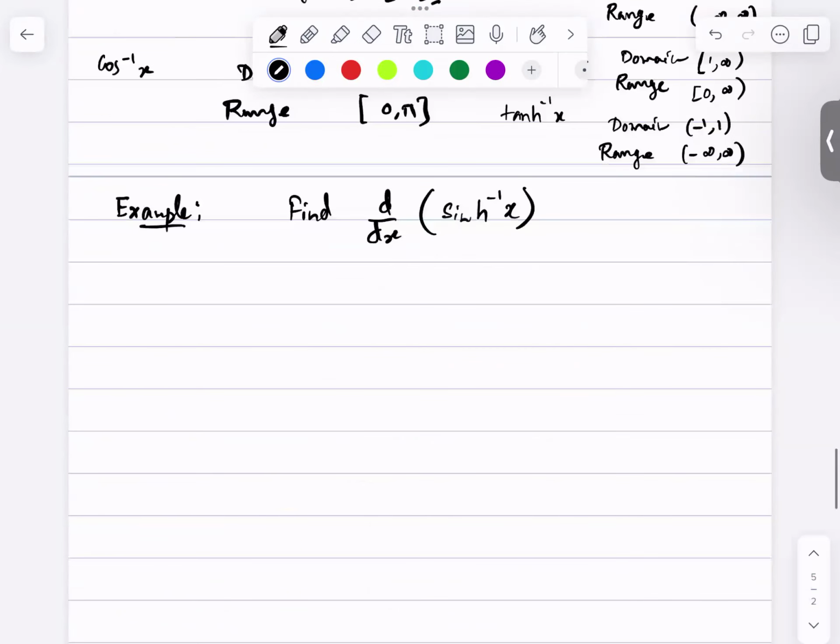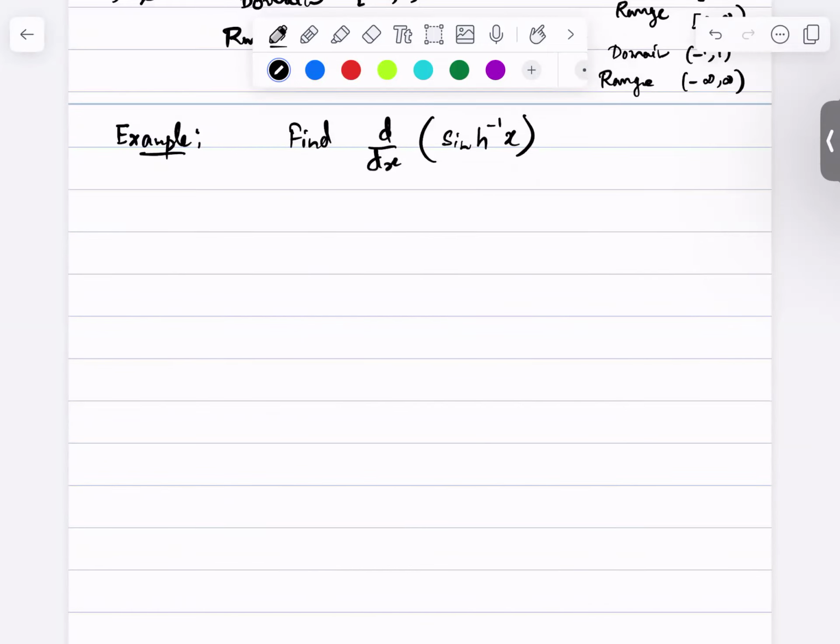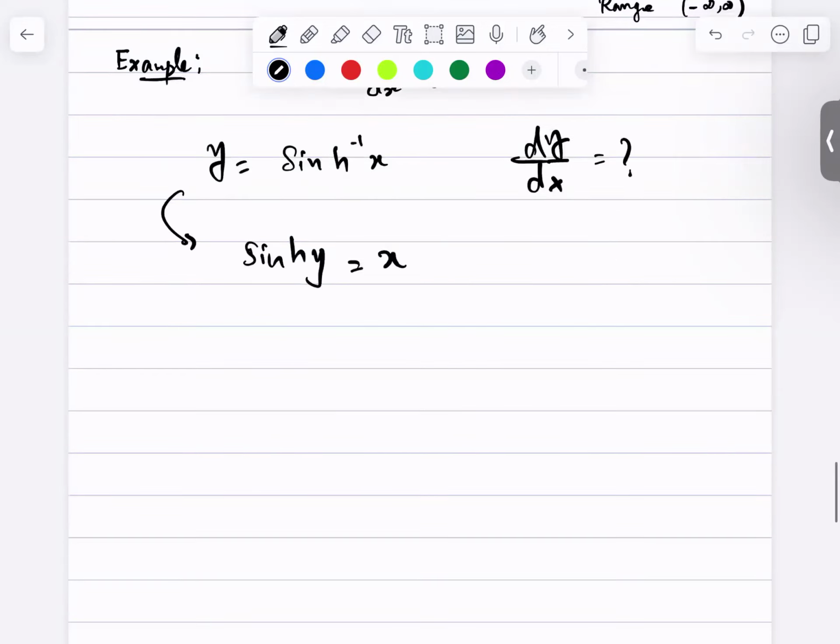So let me do some examples. For example, if we have to find the derivative of sine hyperbolic inverse x, I can take y to be sine hyperbolic inverse x. Then my goal is to find dy over dx, right? But what does this line say? This is just sine hyperbolic y equal to x. Now, if I take the derivative with respect to x, then what will I have?